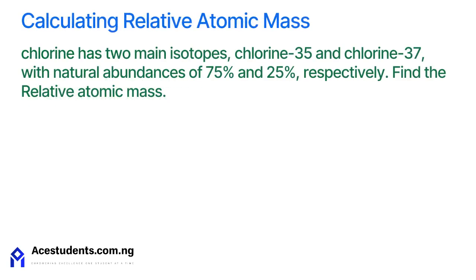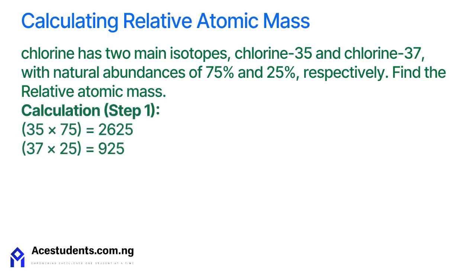Let's calculate the relative atomic mass of chlorine. Chlorine-35 has an abundance of 75%, and chlorine-37 has an abundance of 25%. To begin, we multiply the mass of each isotope by its abundance. 35 multiplied by 75 gives 2,625. 37 multiplied by 25 gives 925.